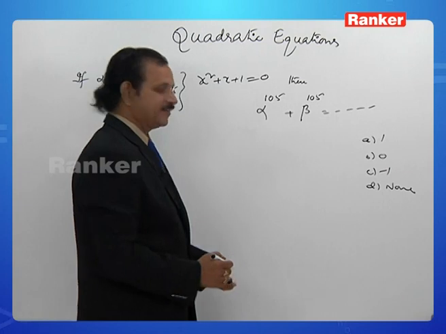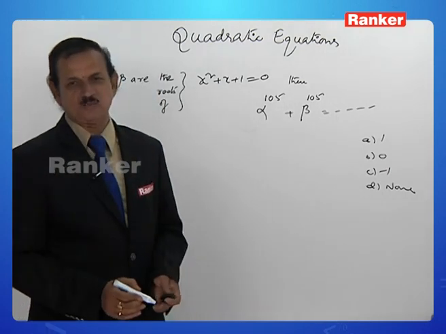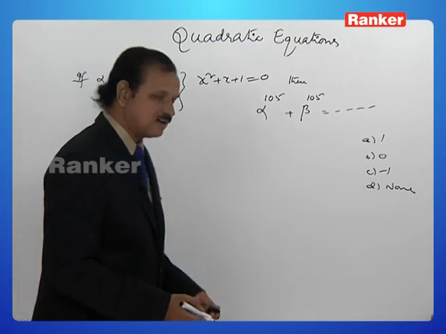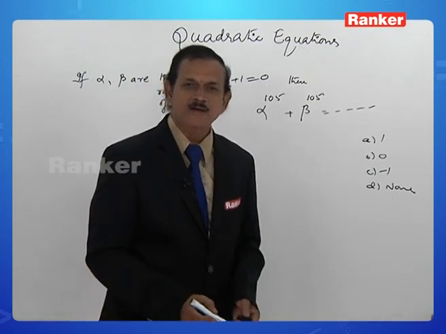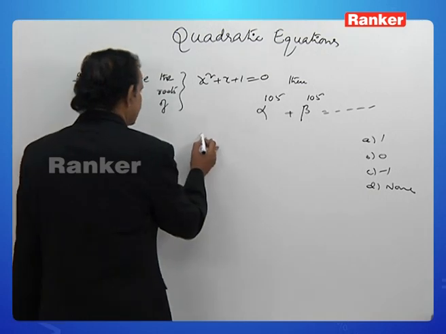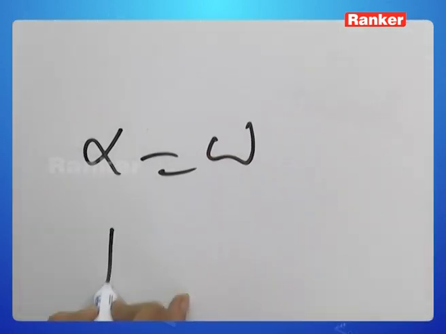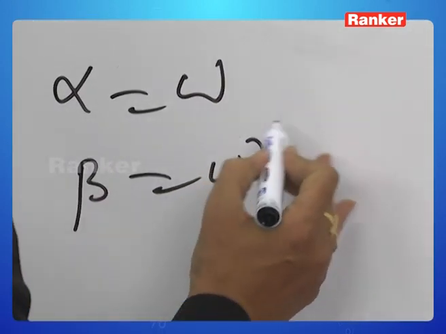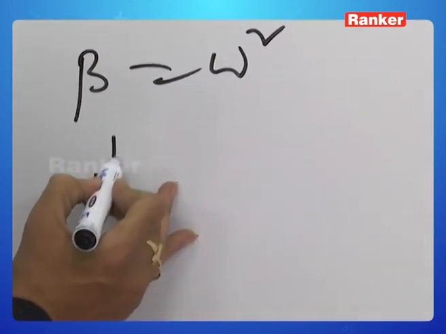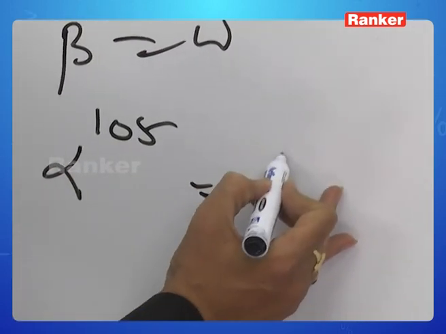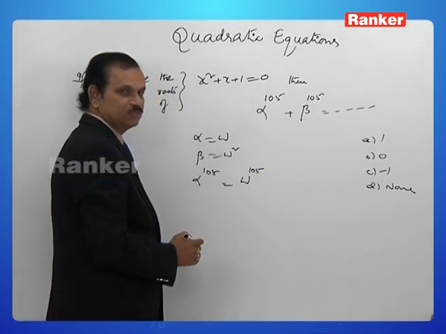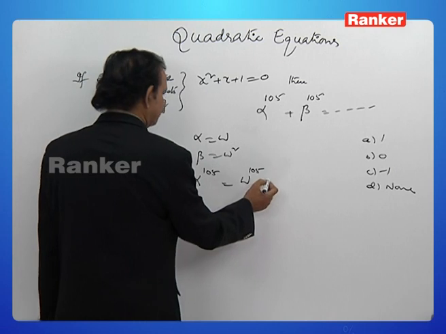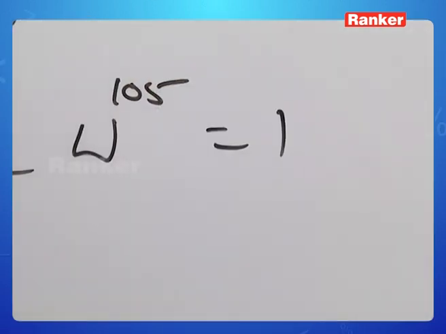As and when you look at the equation x square plus x plus 1 is equal to 0, on this part itself you will be in a position to recall that the roots are omega and omega square. So you write alpha is equal to omega and beta is equal to omega square. What is alpha power 105? This is omega power 105. 105 is divisible by 3. So it is a multiple of 3. Hence the answer is 1.